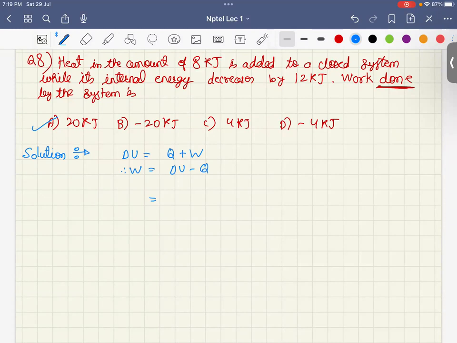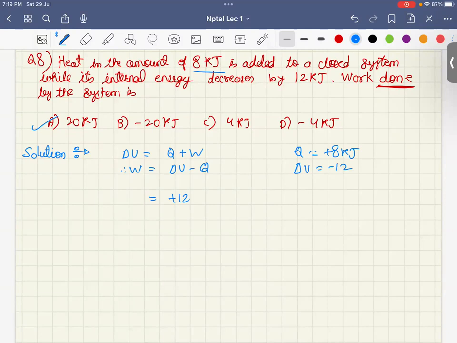So here what we have is 8 kilojoule of heat is added. That means Q is going to be plus 8 kilojoule and internal energy decreases. That means delta U is going to be minus 12, right? So it's going to be minus 12 minus plus 8. Sorry, it's going to be minus of 12 minus 8, it's going to be minus 20.